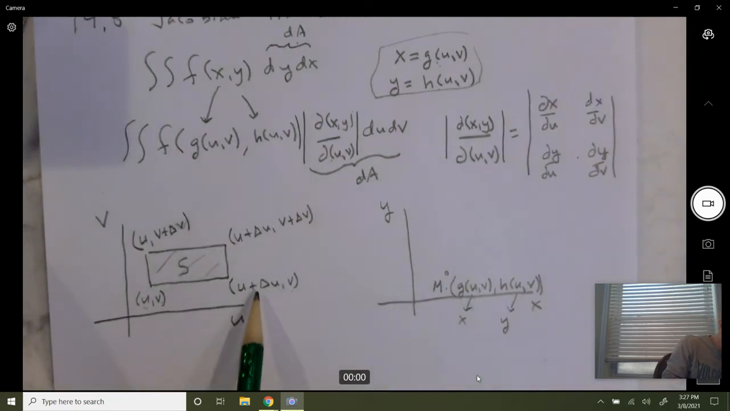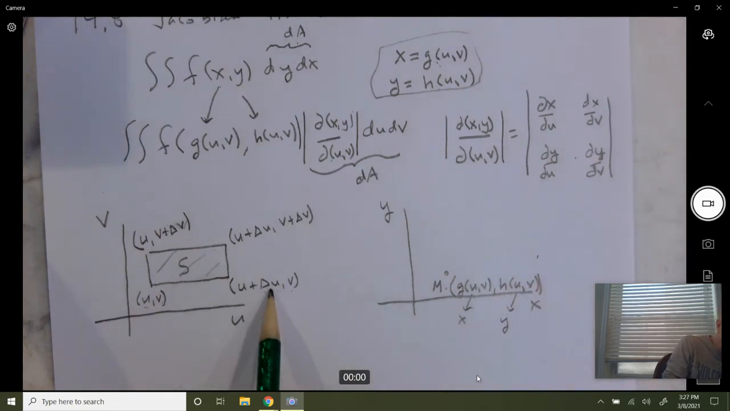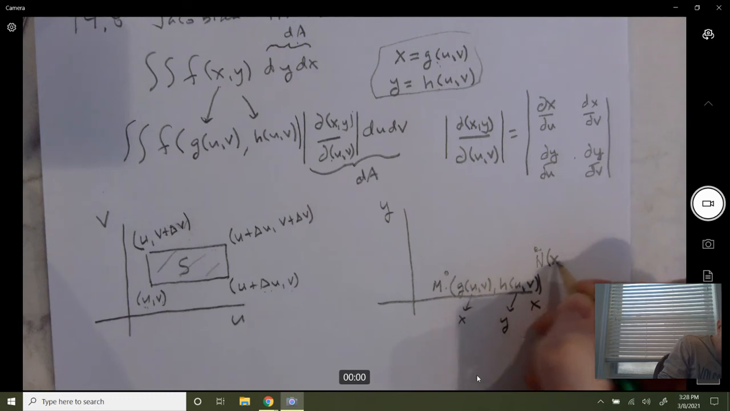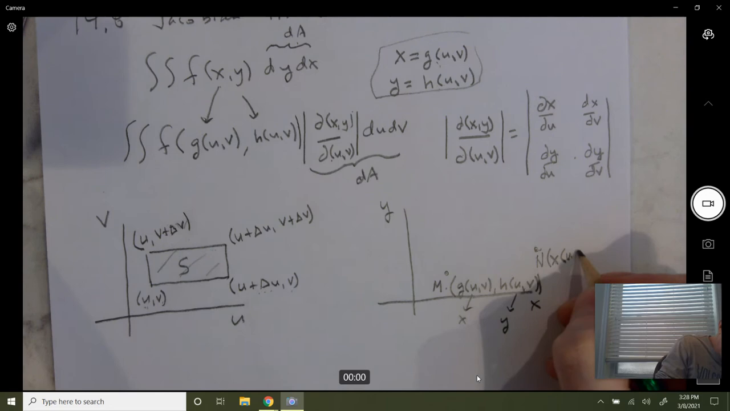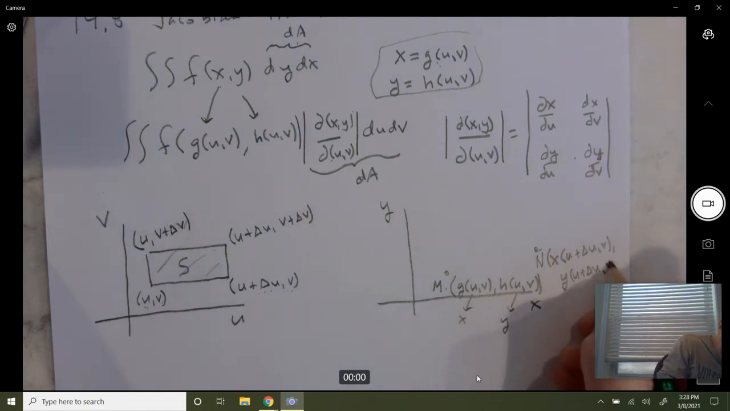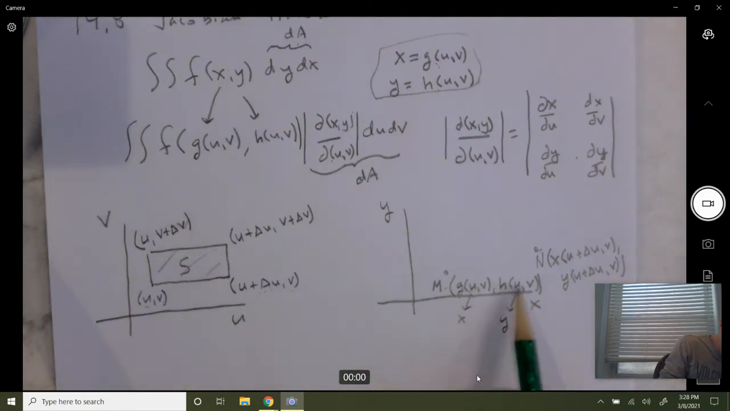Now when we want to map this point onto this region over here, we're adding a tiny bit to u, delta u. This point right here we'll call point N. This is going to be x of u plus delta u, comma v, comma, and then y of u plus delta u, comma v. So we're plugging this point into both of these two functions.